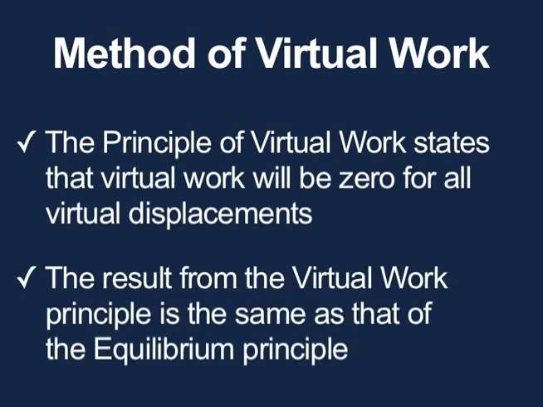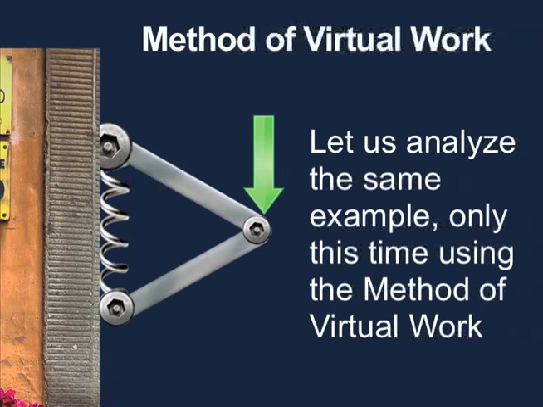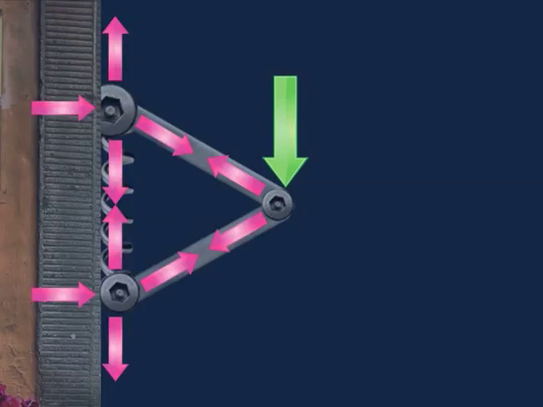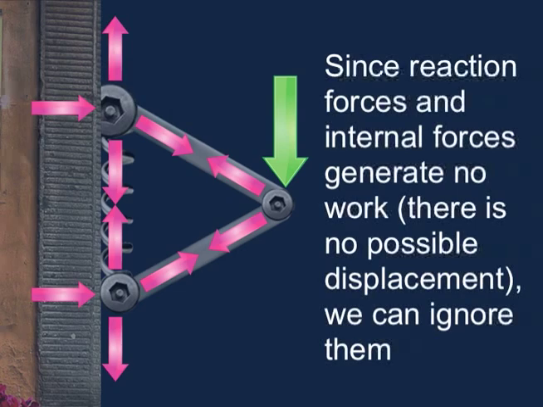In the end, the results obtained from using the virtual work principle will be the same as those from the conventional static equilibrium principle. Having said that, let's analyze the same example, only this time using the method of virtual work. Looking at the free body diagram of the system, we have many forces acting on it, some external, some internal, and some reaction. Since reaction and internal forces create no work, because displacement is not possible, the principle of virtual work says that we can ignore them, so that's what we'll do.